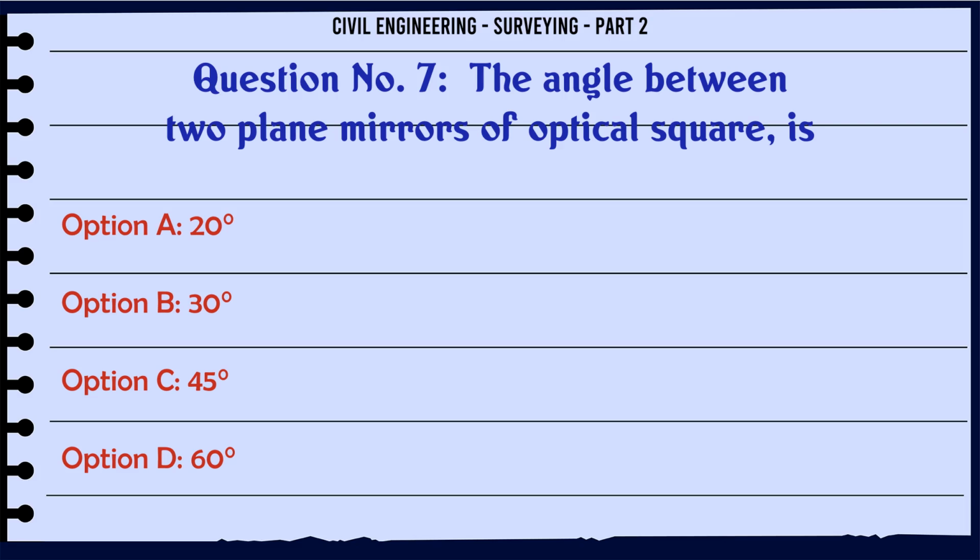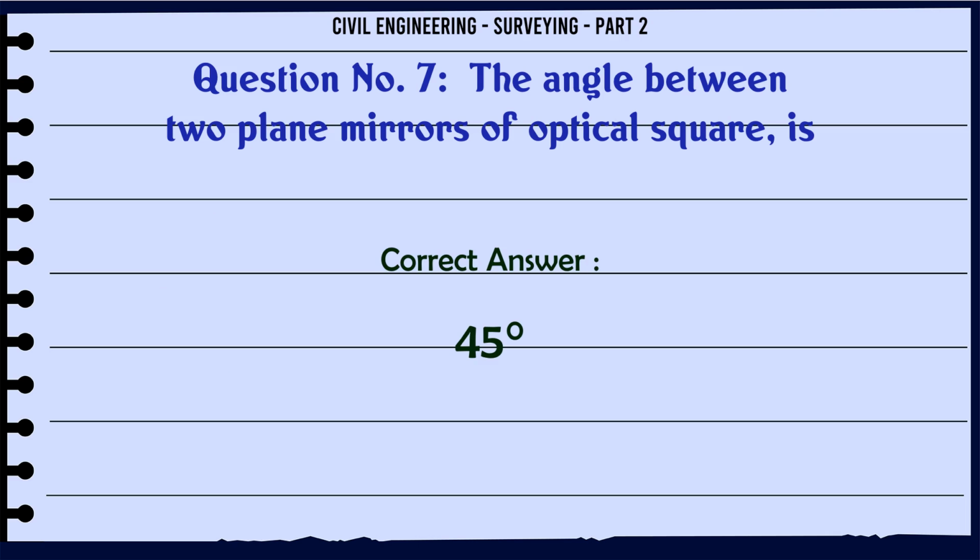The angle between two plane mirrors of optical square is A. 20, B. 30, C. 45, D. 60. The correct answer is 45.